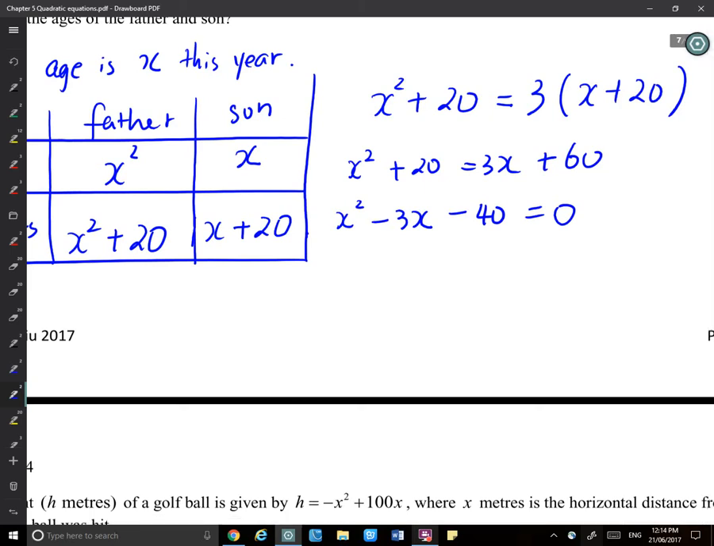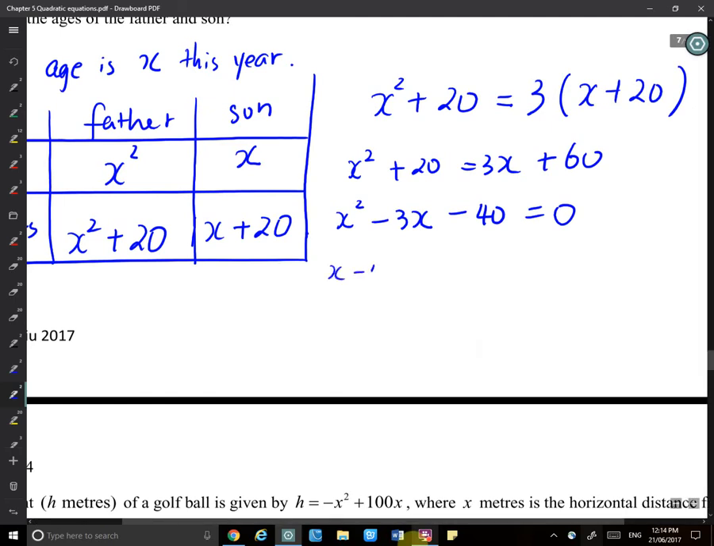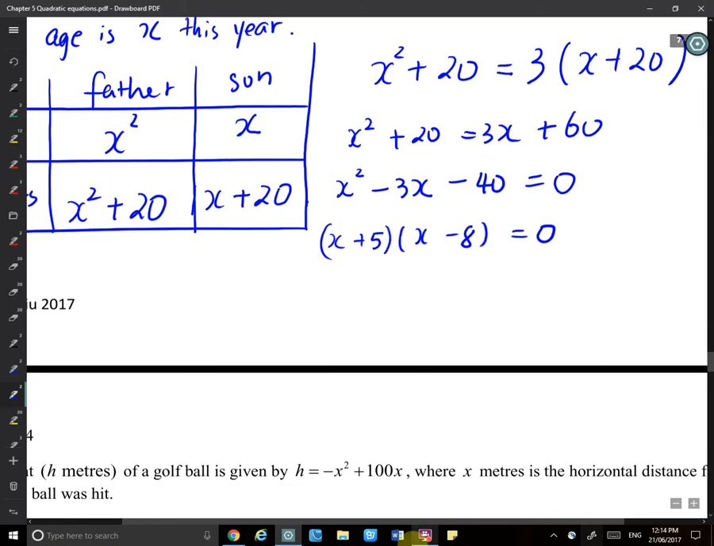Negative 8 plus 5, plus 5 and negative 8. Okay, minus 8 plus 5 is minus 3. Therefore, X equals minus 5 or X equals 8.